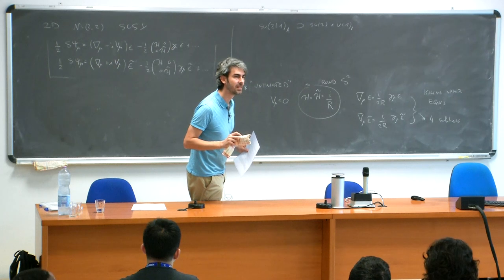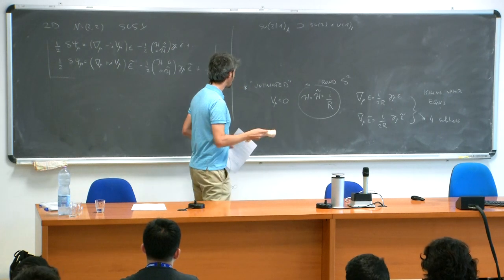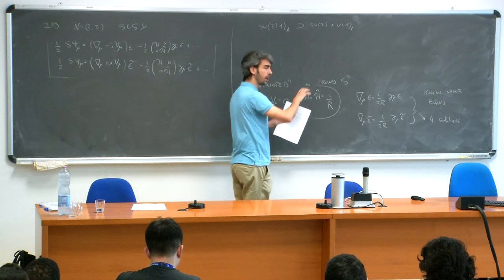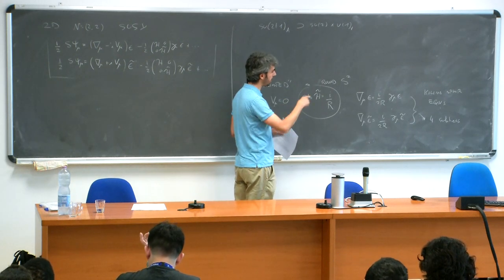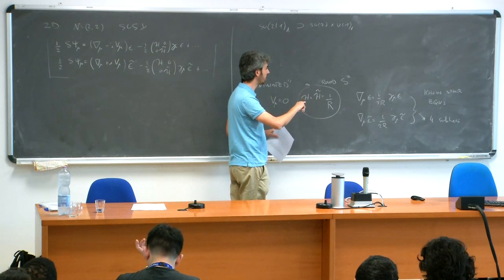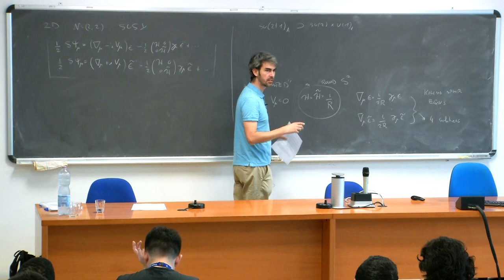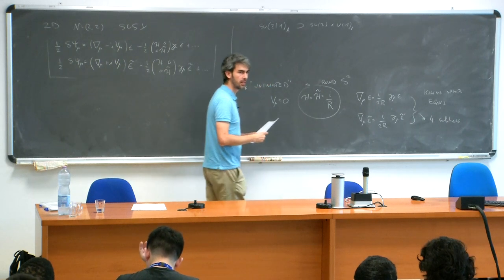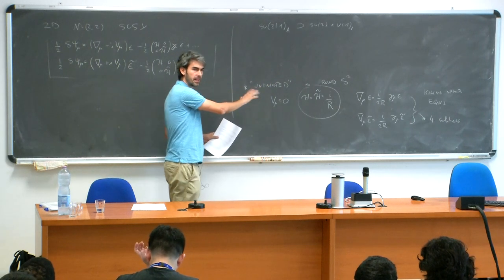Could you deform the S2 as well, but still preserve some kind of supersymmetry? Yes, for instance, something that you can do is to squash this S2. If you do, then you're back to two supercharges. Now it turns out that the partition function does not depend on this squashing, so there is really no point in doing that. But at the level of supersymmetry, it will be half.